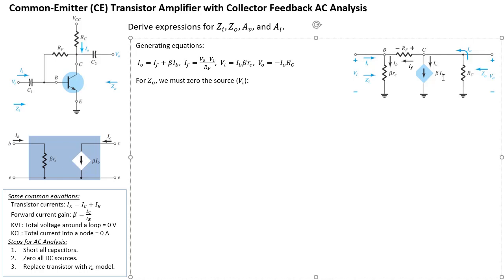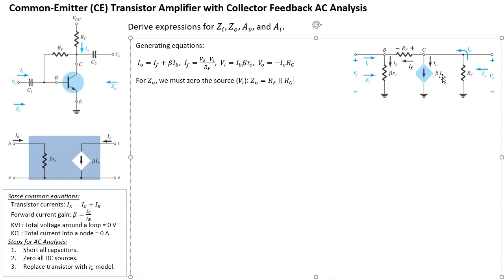So the immediate equation that we can write for ZO is simply equal to RF parallel with RC. All right, so that's our answer for ZO. ZO is pretty easy. Okay, so now let's have a look at other components.